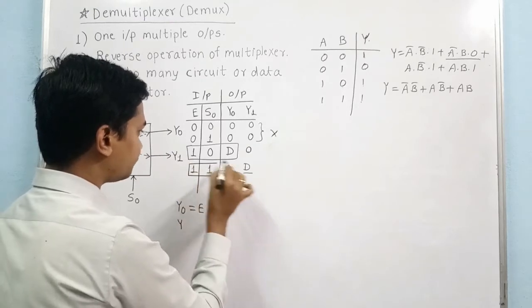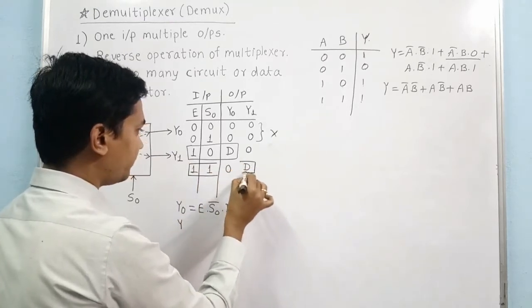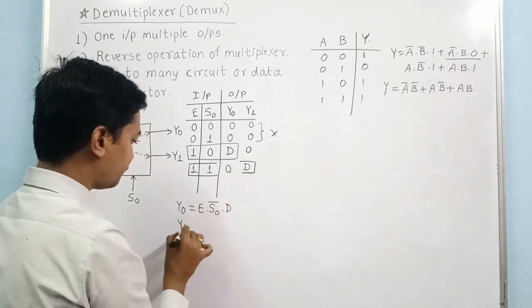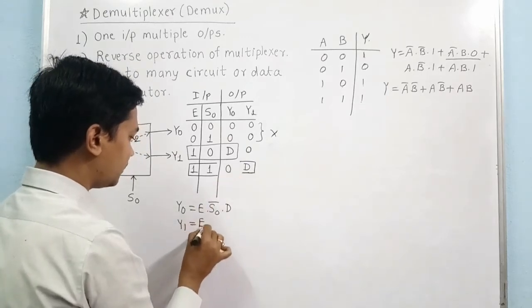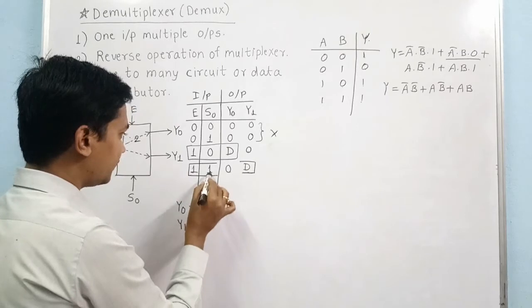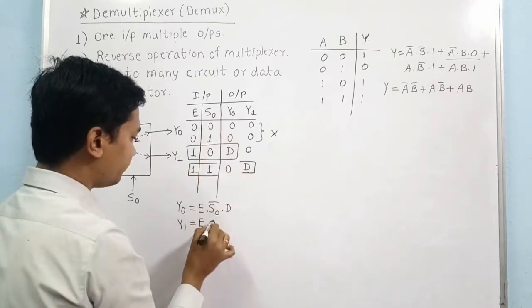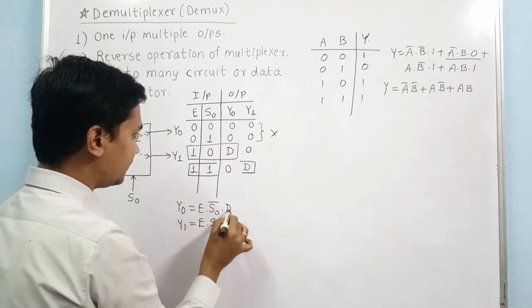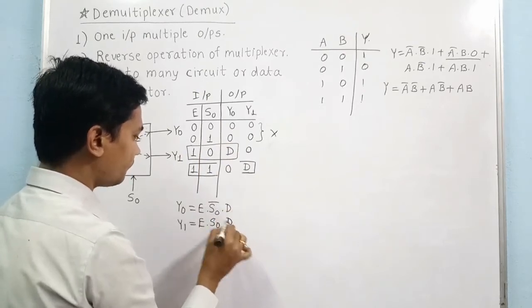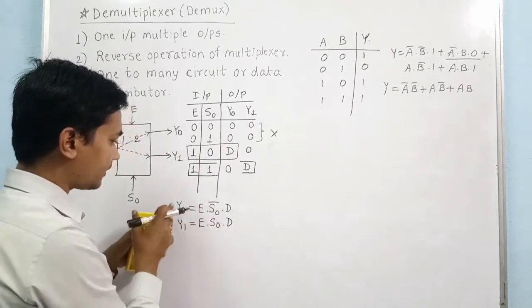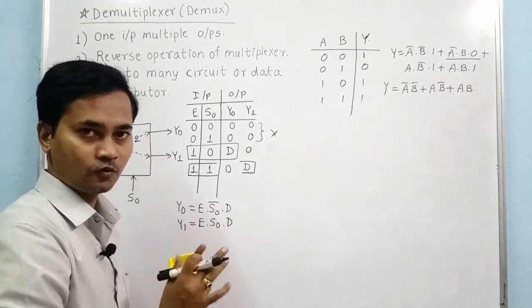This one. We will not consider this 0. y1 equals e, because e is 1, then 1 means s0, we are taking the normal variable here, and d. So these are the two equations for the 1:2 demultiplexer.